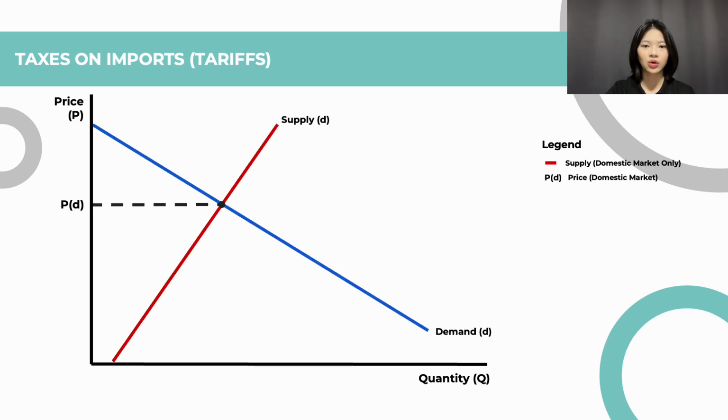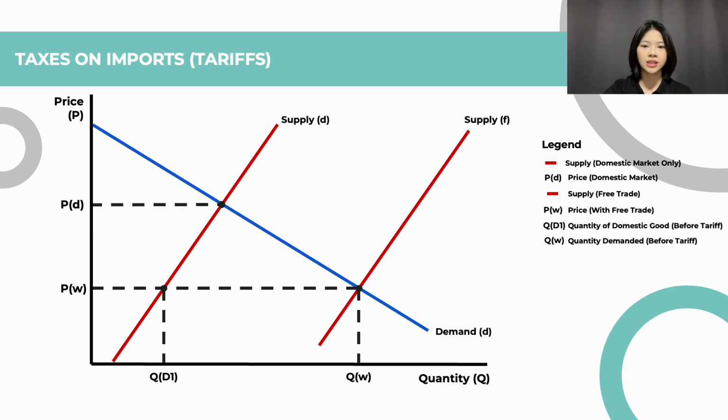In a situation without trade, given the demand and supply of domestic-only trade, the domestic price would be PD. Once international trade is introduced, the price falls to PW as foreign imports become available at a lower price. The quantity supplied by domestic producers decreases to QD1 as they are now unable to compete with the cheaper imported goods. The quantity demanded increases to QW due to the price decrease, creating a gap between QW and QD1, which is classified as imports.